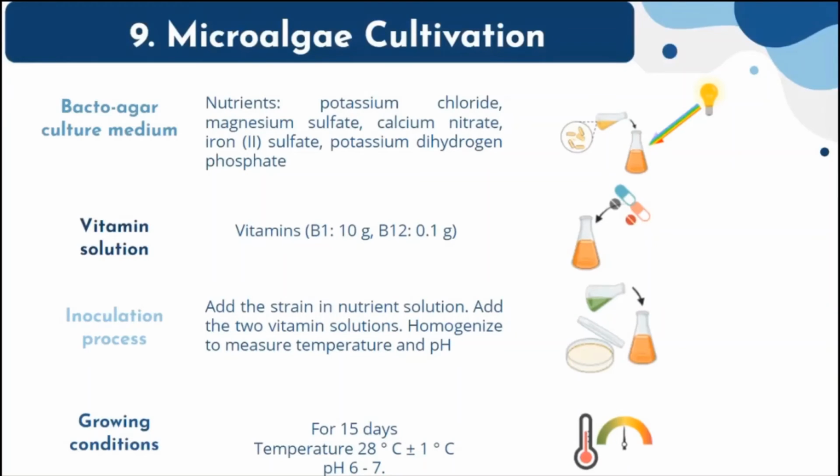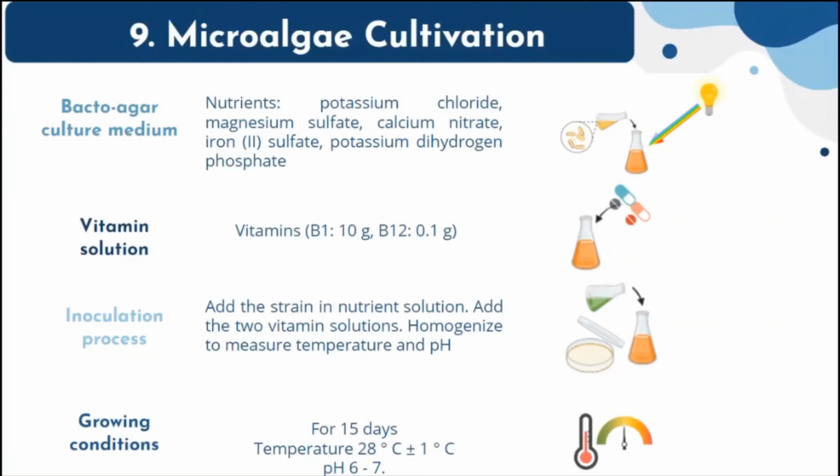The inoculation process consists of adding the strain to the nutrient solution. Each vitamin solution was added. Subsequently, each of the cultures was homogenized to measure temperature and pH. The culture conditions of 15 days were at 28 plus or minus 1-2 degrees Celsius with an approximate pH value between 6 and 7.